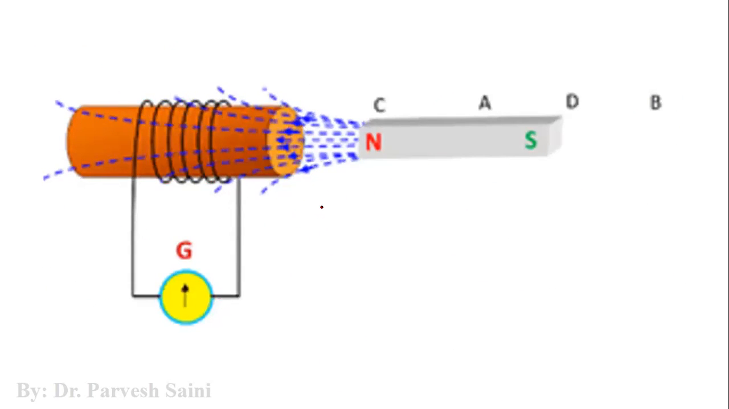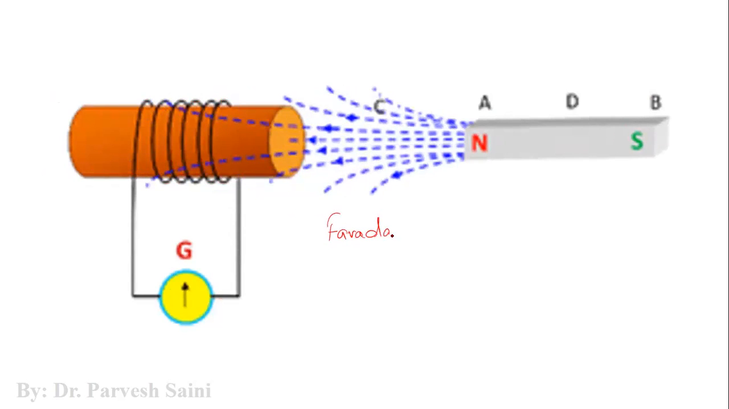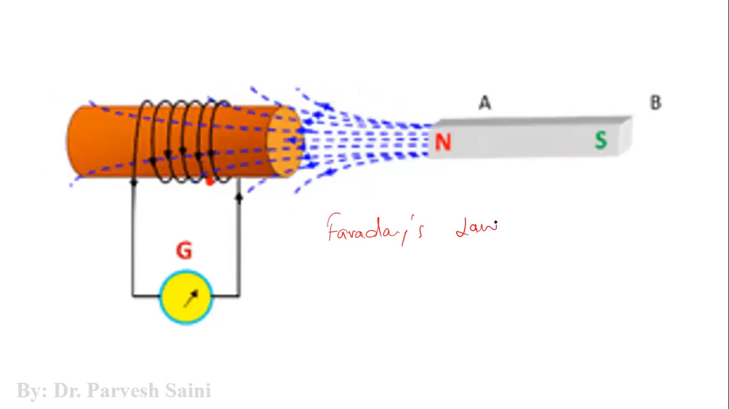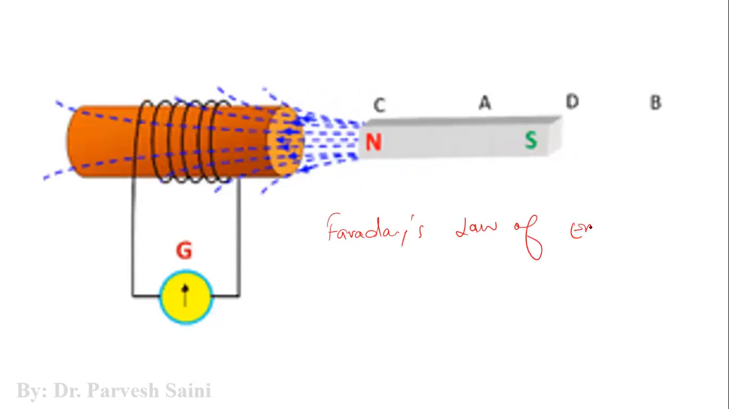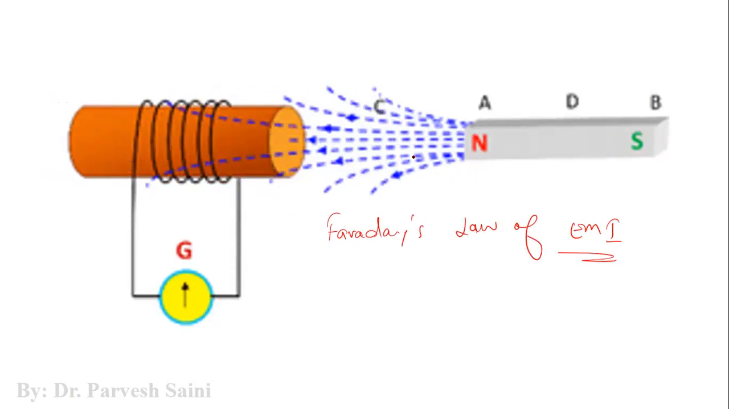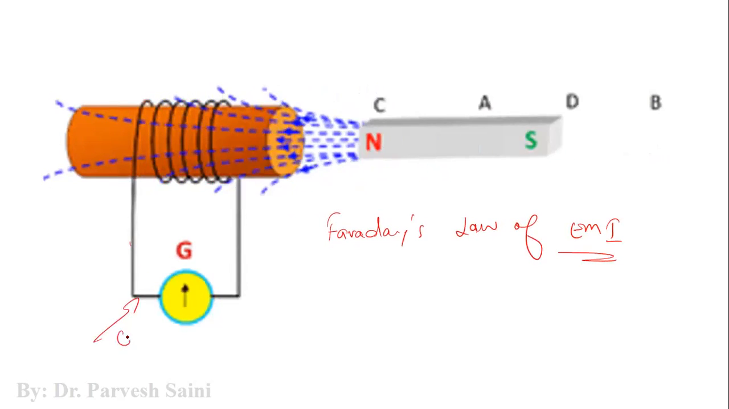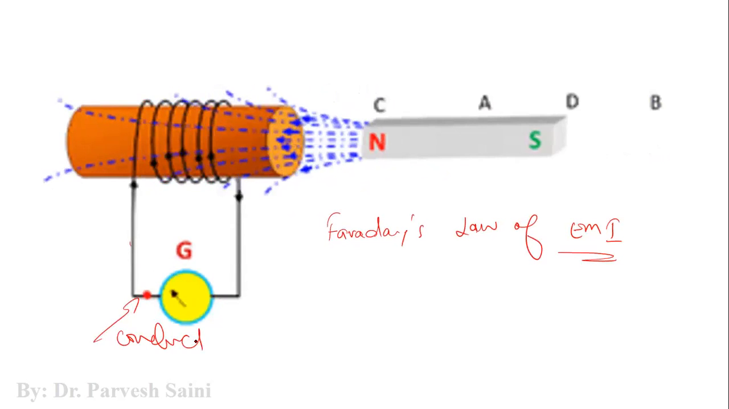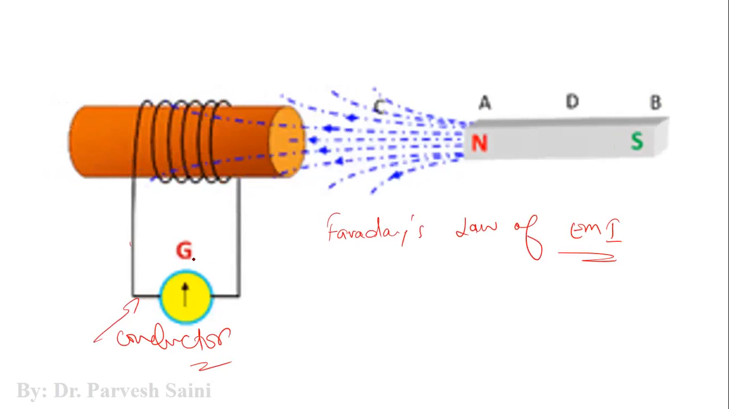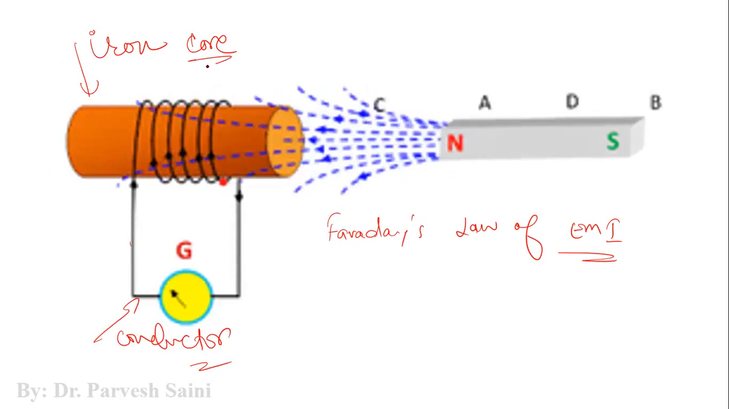Now, this is an animated view of Faraday's law of electromagnetic induction. In this you can see this magnet is a source of magnetic flux. This is a conductor. This is a galvanometer. This is a wire. The wire is a conductor. It is wound over an iron core. This is an iron core, right?